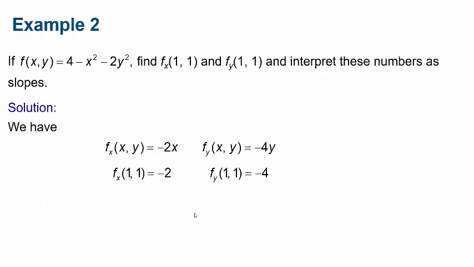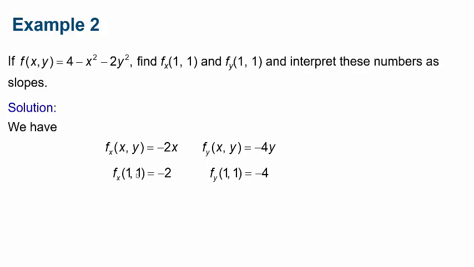All right, let's do an example. If f of x, y is equal to 4 minus x squared minus 2y squared, let's find the partial derivative with respect to x evaluated at 1, 1 and the partial derivative with respect to y evaluated at 1, 1 and interpret these numbers as slopes. We can very easily see that the partial derivative of f with respect to x is just minus 2x because the other terms are constant. The partial derivative of f with respect to y is just equal to minus 4y, excuse me.